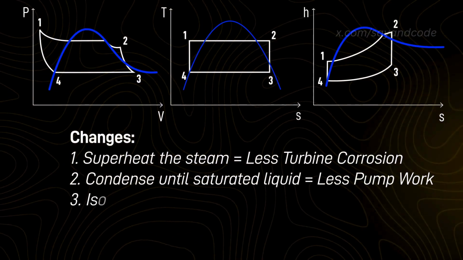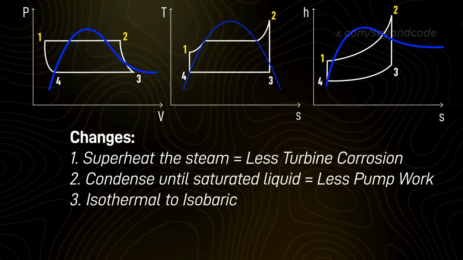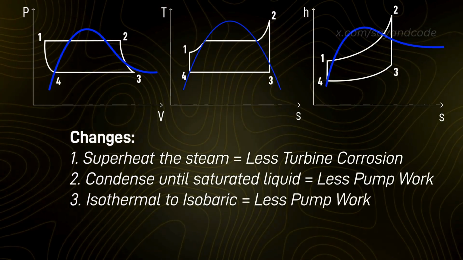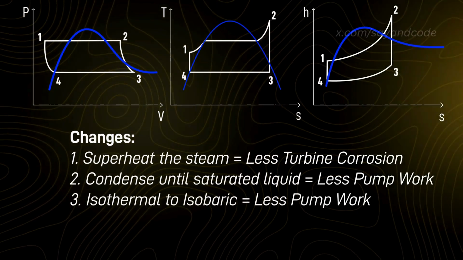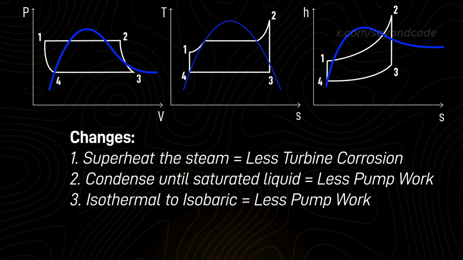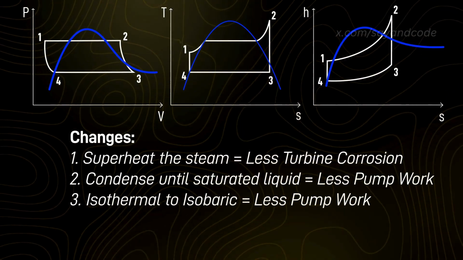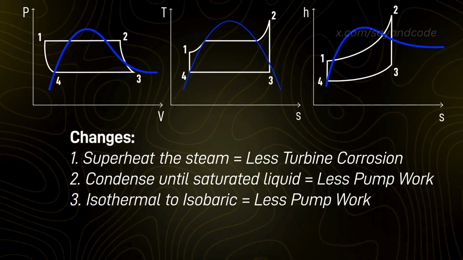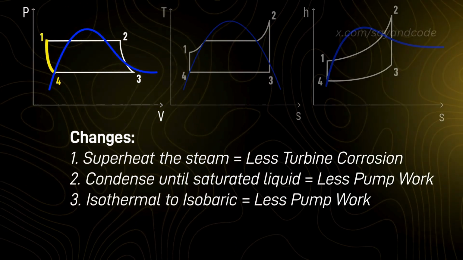Lastly, he changed process 1 to 2 from an isothermal process to an isobaric process. This way, the pump had to do much less work to reach the required temperature. The temperature would be reached on its own when the water became saturated. Since the input to the pump is now saturated liquid, it cannot be compressed, and hence the volume remains constant, while the pressure increases.